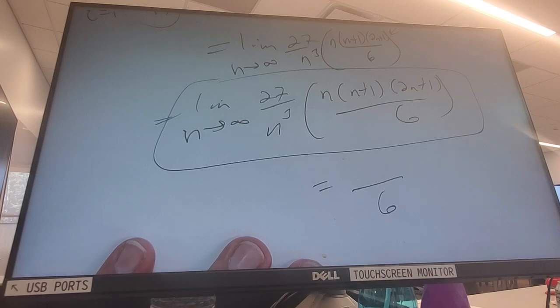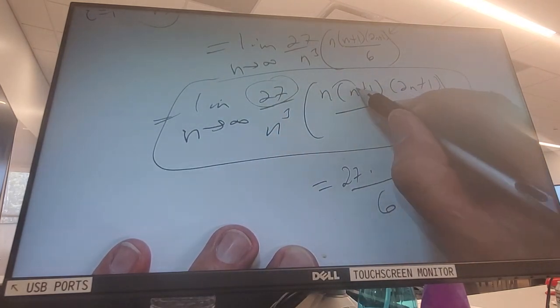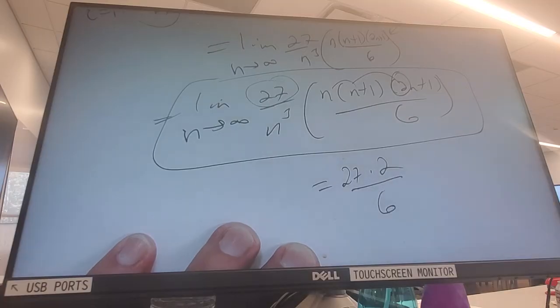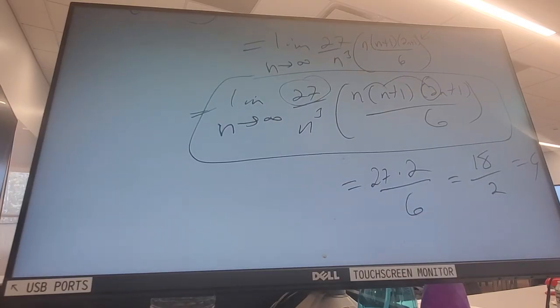What is it on the top? 27 times 2. Yes? Do you guys see that? Real quick, if you don't quite see it, this would be 18 over... is this 9? Wait. 9. No. Yes. Okay.